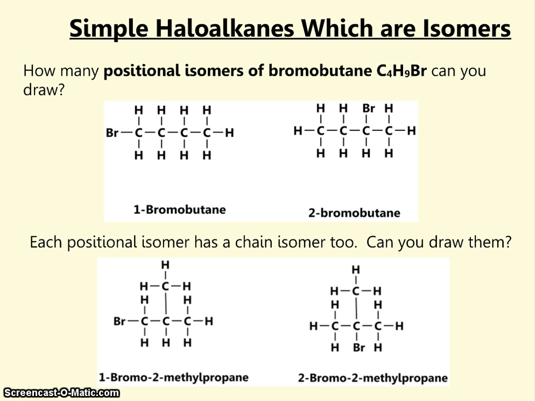So in total, we've got 4 structural isomers of the formula C4H9Br. The 2 positional isomers are 1-bromobutane and 2-bromobutane, and then the chain isomers are 1-bromo-2-methylpropane and 2-bromo-2-methylpropane. How many of those did you get?